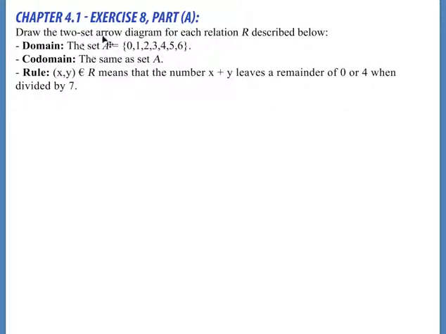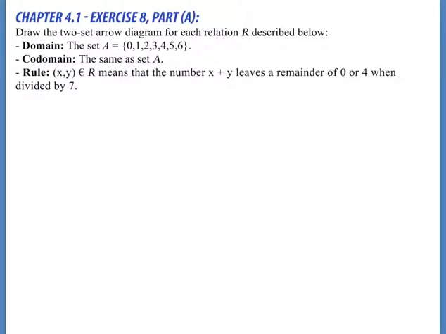described below. The domain is going to be the set A: 0, 1, 2, 3, 4, 5, 6. The codomain is the same as A. And the rule is that for (x, y) in R means that the number x plus y leaves a remainder of 0 or 4 when divided by 7.